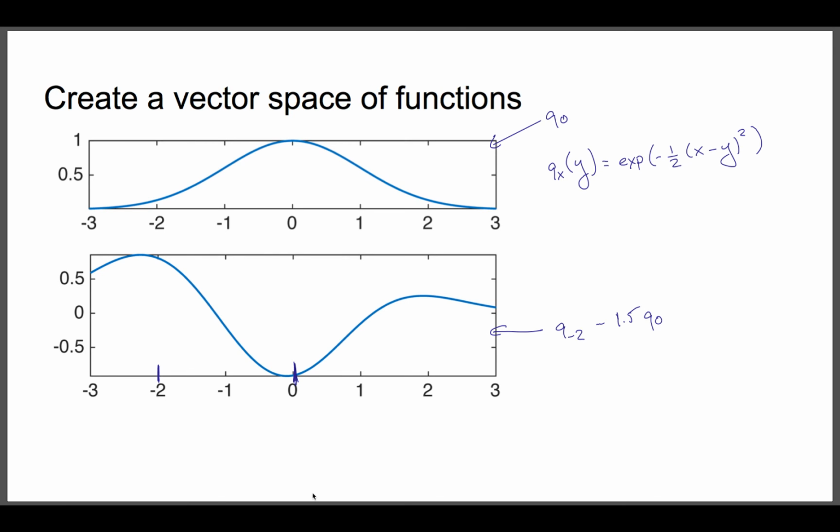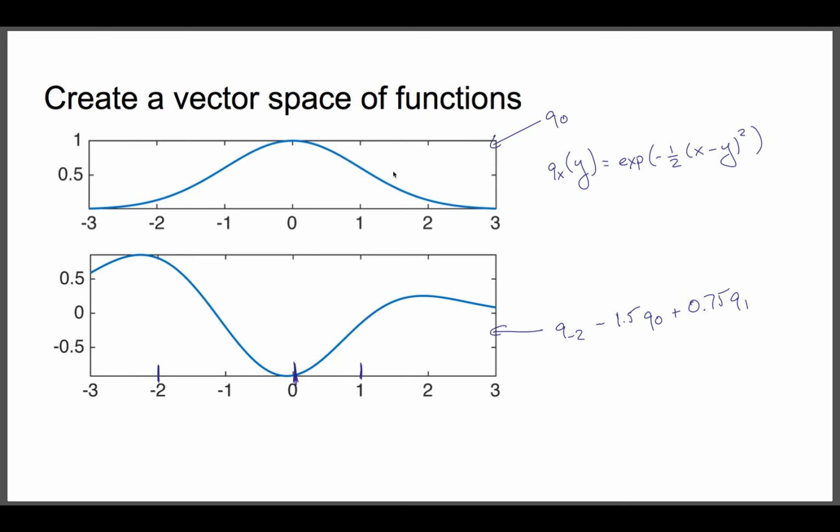And then I've centered a third one at, I forget where I centered the third one, I think it's just q1, so I've centered it right here. And I multiplied it by 0.75 times q1, right? And so you can see I can get a lot of different functions by adding together multiples of these, we'll call them basis functions.